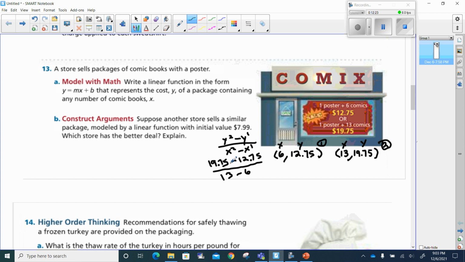I know that 75 minus 75 is 0, and 19 minus 12 is going to give me 7. So the top is going to be 7, and 13 minus 6 is 7. So 7 over 7 tells me I got a rate of 1.